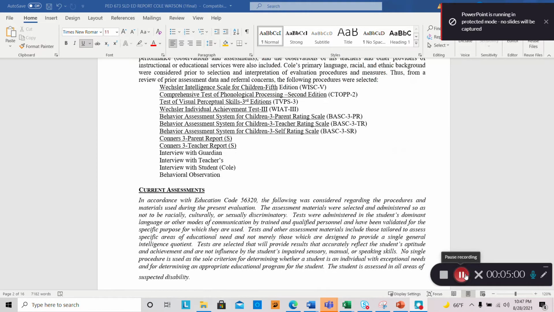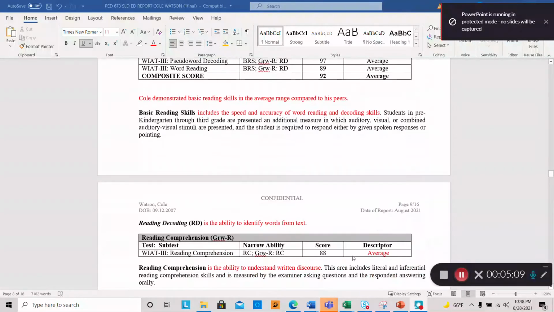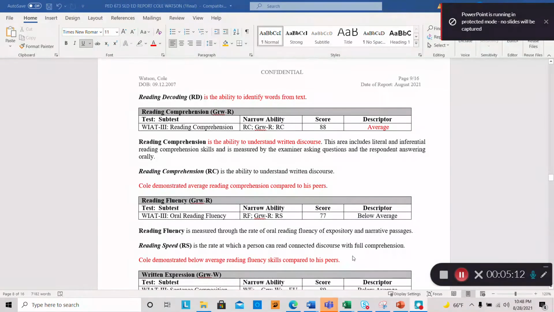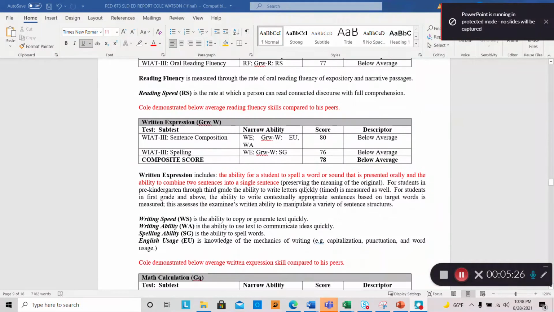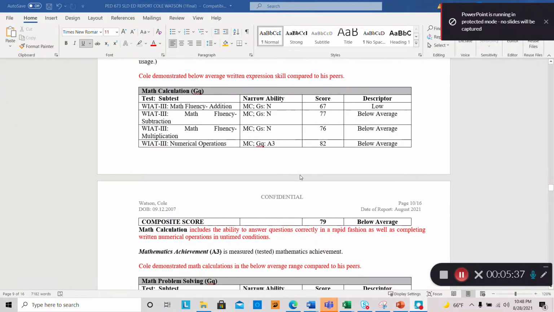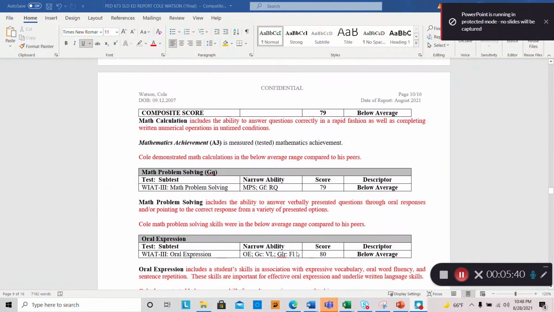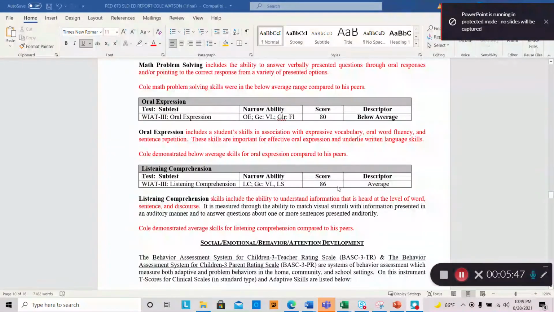Next, the findings focused on the Wechsler Individual Achievement Test, Third Edition. This assessment focused on basic reading skills, which Cole was average in, reading decoding, which he was average again, and reading comprehension, which he was average. For reading fluency, this is where we see that he was below average. For written expression, we can see he's below average again. For math calculations, he's below average again. Math problem solving, he's below average. Oral expression, he's below average. Listening comprehension, he was average.